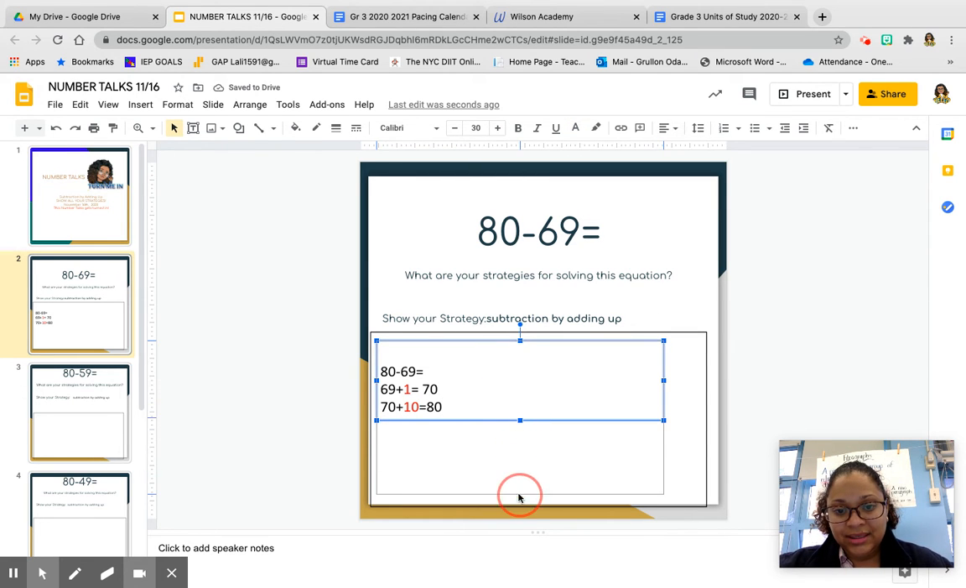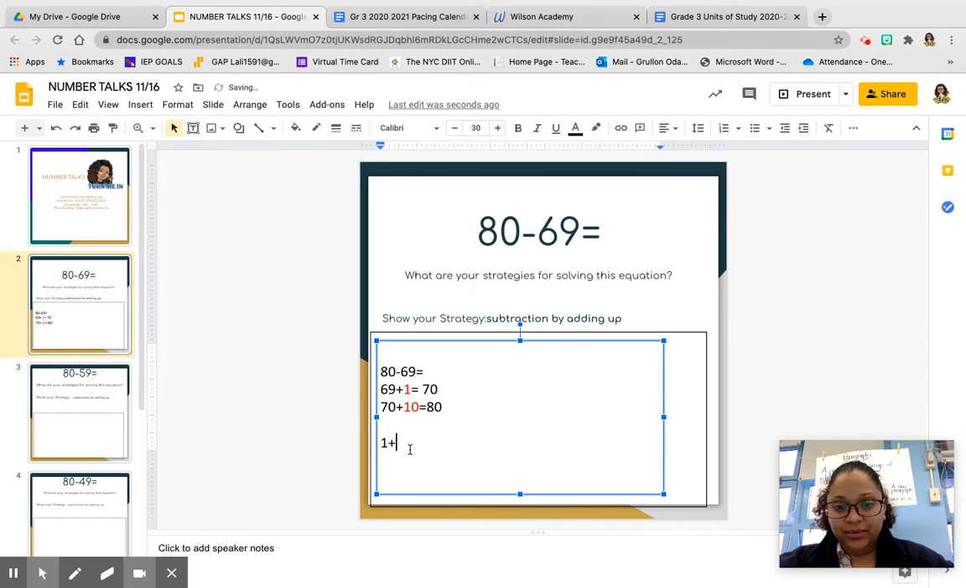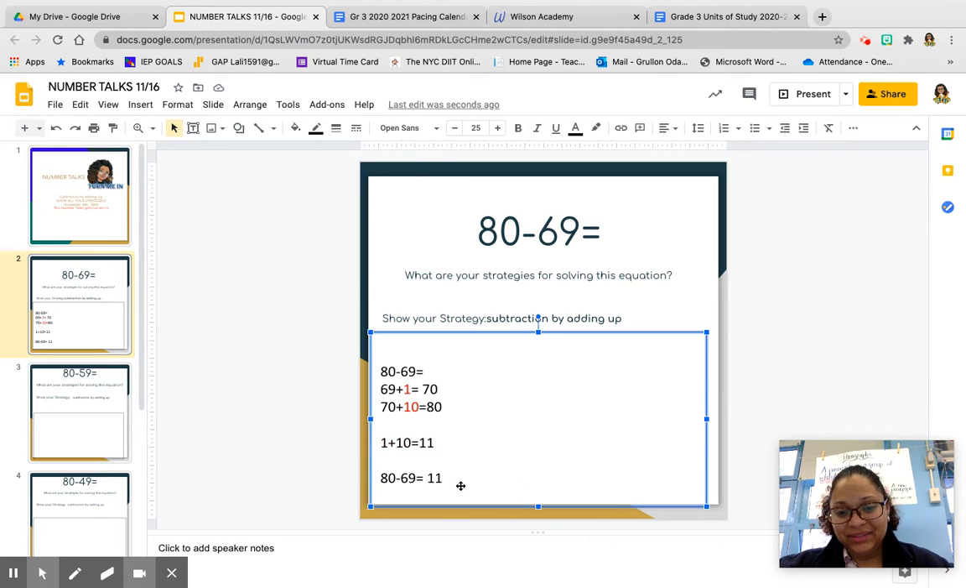Next, I'm going to take my digits that are in red. So I have 1 plus 10. That gives me 11. So the difference of 80 take away 69 is 11. So I'm just going to rewrite my original number sentence, which is 80 minus 69, and that is 11. And there's the answer. That's what you got. Great job, mathematicians. All right, let's move on to the next one.